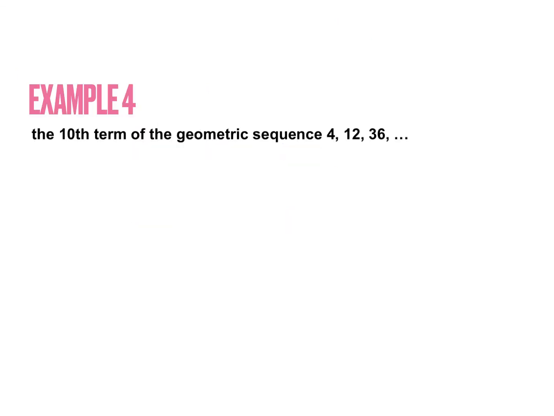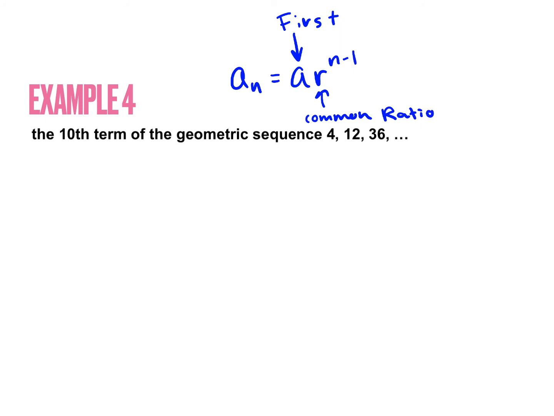Example 4, find the 10th term of the geometric sequence. So our formula for geometric sequence is a sub n is equal to a times r to the power of n minus 1, where a is our first term and r is our common ratio. So our first term here is just the first one written, that is 4.